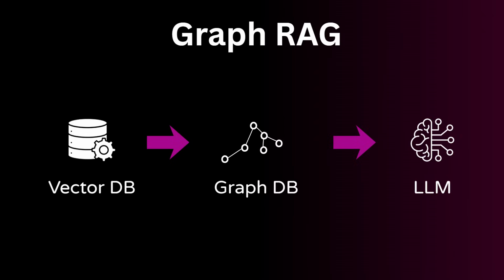Graph RAG is the next step in that evolution. It keeps the power of semantic search, but it adds structured entities, relationships, and connections on top of it. So instead of searching for text that sounds right, your system can actually reason over how knowledge is connected. And that's what this video is going to be all about.